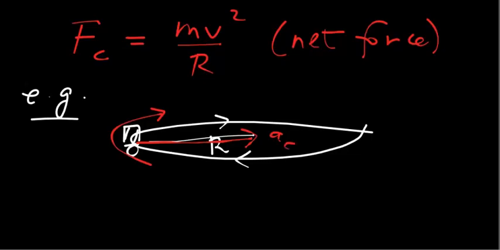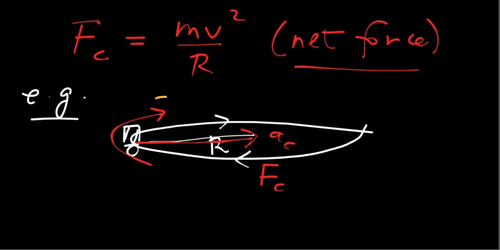So that is the centripetal acceleration, and therefore it has centripetal force. So the question is, in this case, what is the force that is providing the centripetal force? Because after all, centripetal force is just net force. The answer is the friction between the tire and the surface of the road.